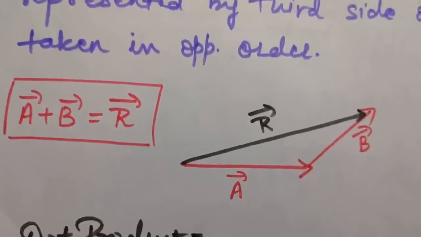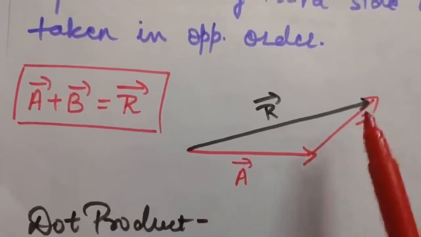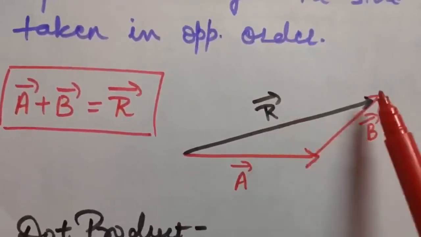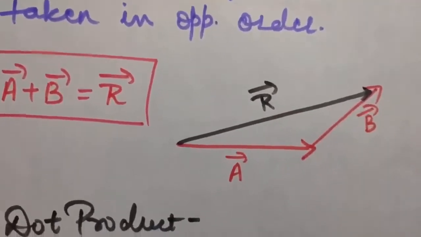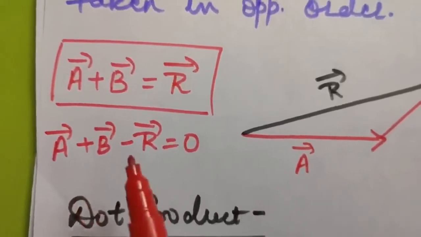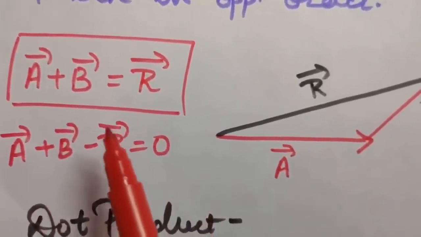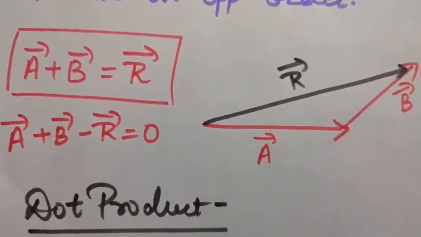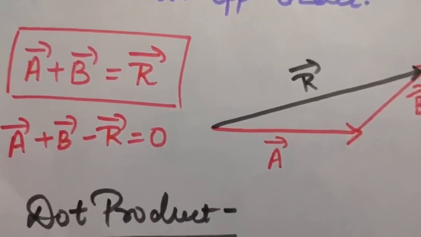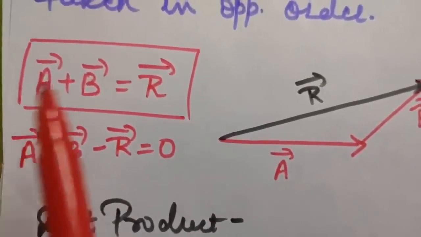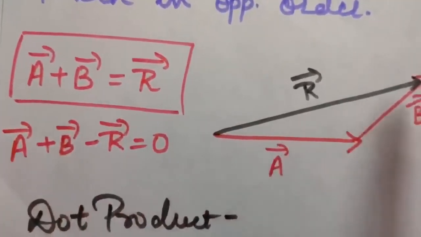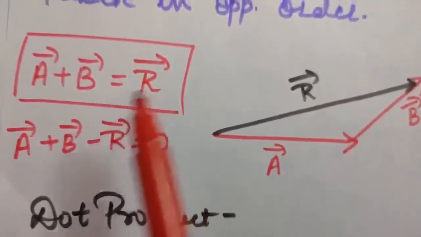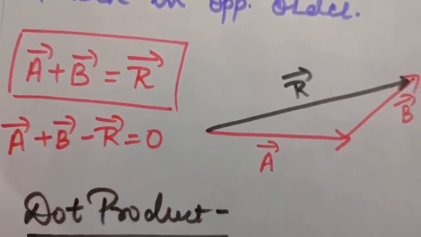Now we can write it as, see, A and B are in the same direction. So if we take A plus B, that will be equal to R because R is in opposite direction. Or you can say A plus B minus R will be equal to 0. So A plus B will be equal to R. Similarly, in any triangle, the vectors which are in the same order will be taken on one side, and the vector in the other order will be taken on the opposite side. So that means A plus B is equal to R.